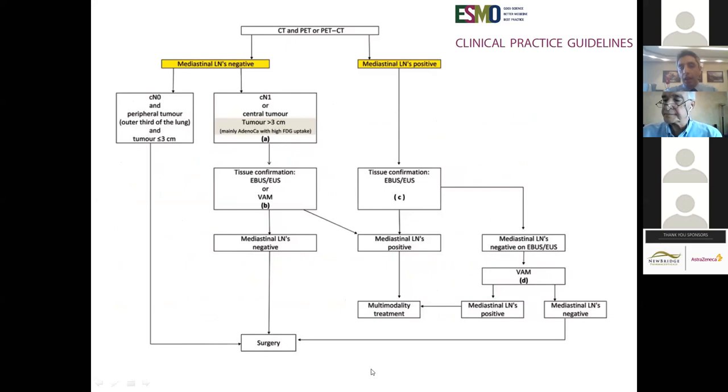And I will end with this. This is from the ESMO guidelines. This just summarizes it very well. If you have negative lymph nodes, as we said, and a small peripheral tumor with no lymph node involvement, you can proceed to surgery. In every other situation, you need to do EBUS to confirm. If you have low suspicion, then you're good. If you have a high suspicion, you confirm your negative. If you have a negative result with EBUS-EUS, you confirm it with mediastinoscopy, and then you move on to therapy. And I will end here and thank you all for your attention.